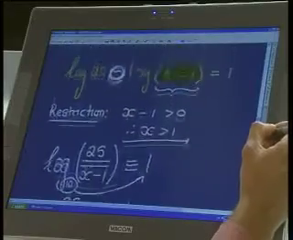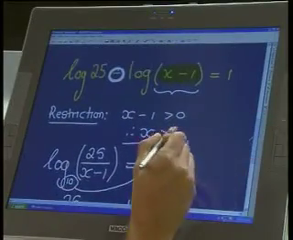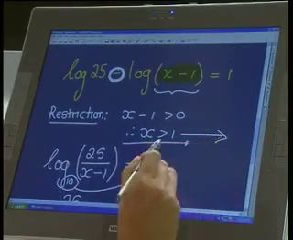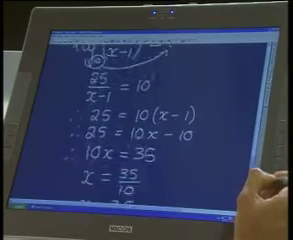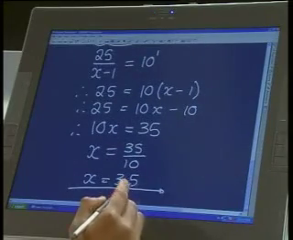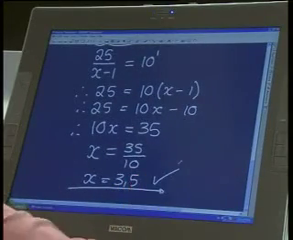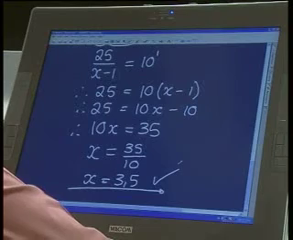Okay, now let's go back and let's see, does that satisfy my restriction? My restriction said x must be bigger than 1, and 3,5 is bigger than 1. So there's my answer. You happy with that? I'm happy, sir.